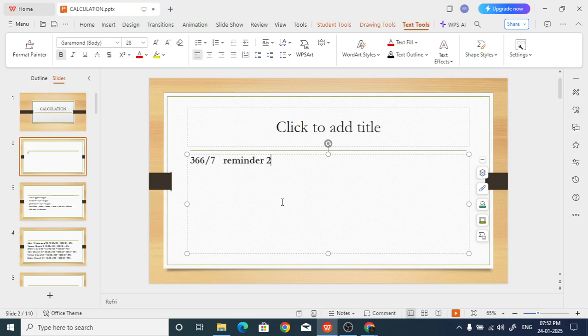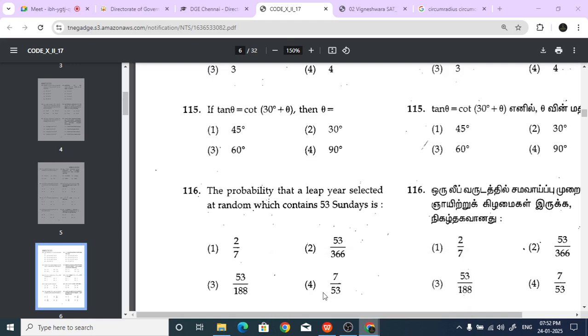It means if these two remaining days include a Sunday or a Monday, then you will get 53 Sundays, isn't it? Yes, sir. If it is a Monday also, you will get a Sunday. So what will be the answer? Let's see the options. So it's 2 divided by how much? 7, sir. 2 divided by 7, because the total number of days is 7, out of which two possible options are there. So 2 divided by 7 is the answer.